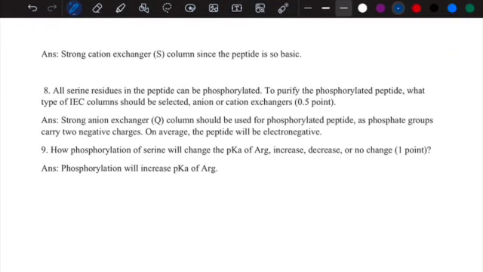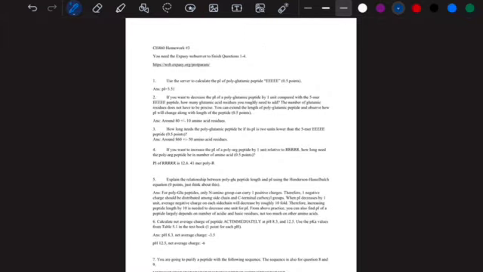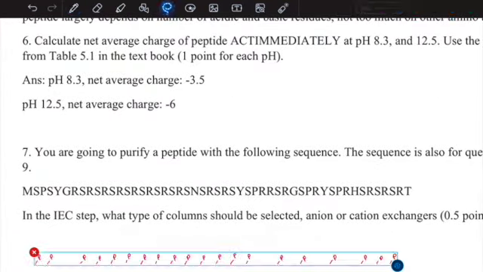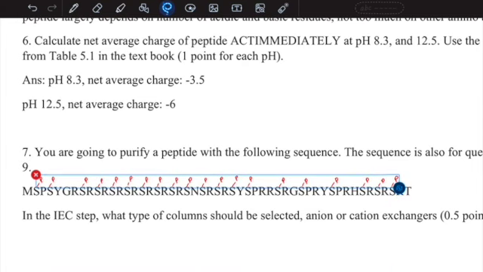This is Juliana Boyette solving number 8 and number 9 in homework 3. So number 8, all serine residues in the peptide can be phosphorylated. To purify the phosphorylated peptide, what type of ion exchange chromatography columns should be selected? Anion or cation exchangers? This is referring to the peptide in question 7. So if all of these serines were phosphorylated, it would essentially be giving each serine a negative charge, overall giving the peptide a negative charge.